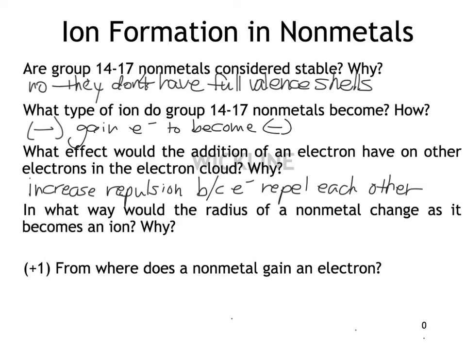In what way would the radius of a nonmetal change as it becomes an ion? Since it's gaining electrons and electrons repel each other, those electrons would spread out, and that would make the radius of the atom increase.